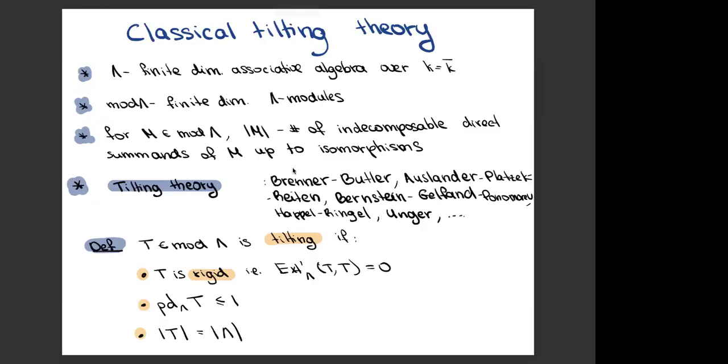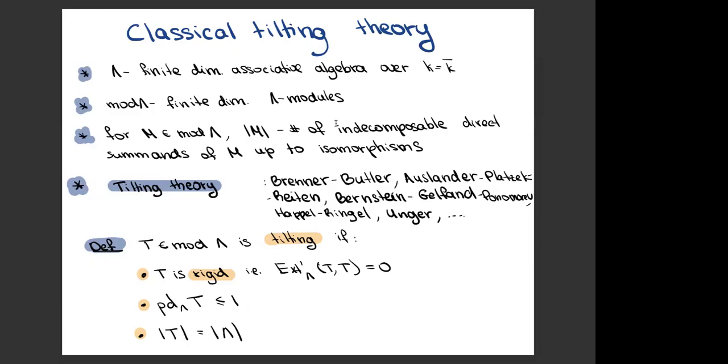Okay. So let me start with some basic definitions and notation. Lambda is going to denote a finite dimensional associative algebra over an algebraically closed field K. Just think of a path algebra of a quiver modulo relations. Mod lambda denotes the category of finite dimensional lambda modules. I'm also going to use this notation a lot. For a module M in mod lambda, I'm going to write absolute value of M and call it the size of M, just for short. It's really the number of indecomposable direct summands of M up to isomorphism.